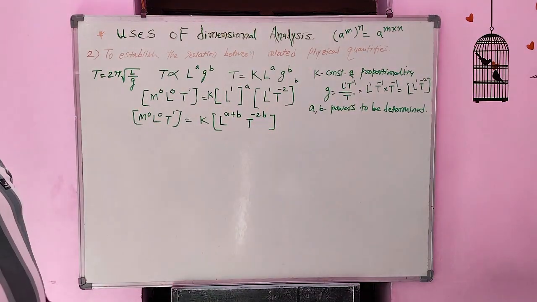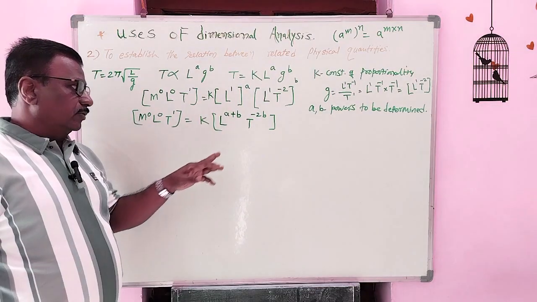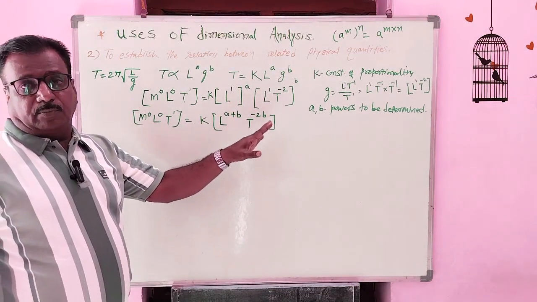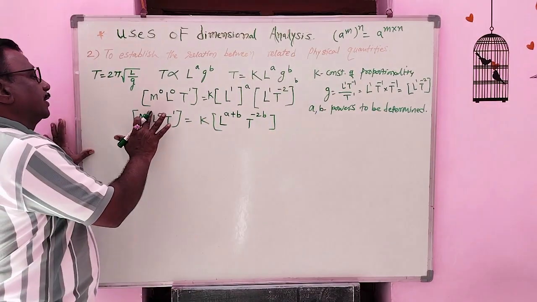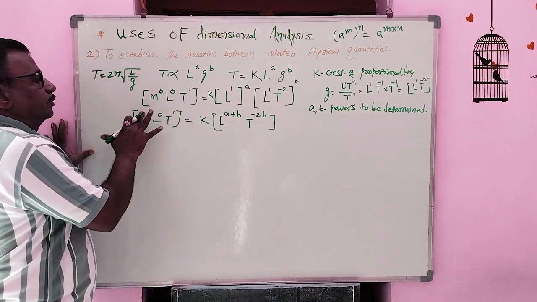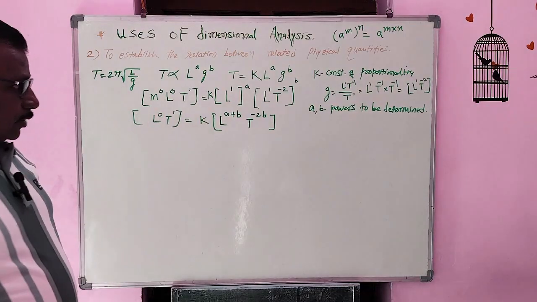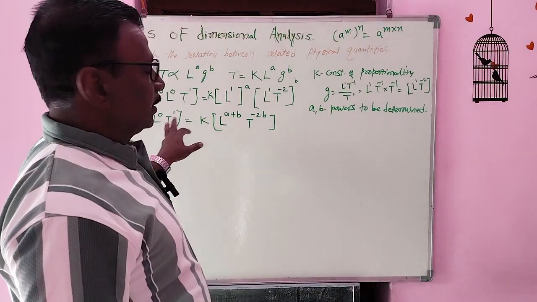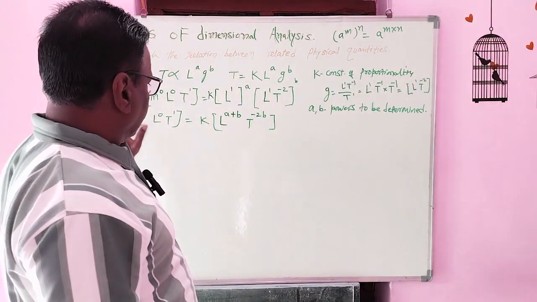Now on the left-hand side there is M raised to power 0, but on the right-hand side there is nothing. There is no term of M. So we neglect this term, neglecting M raised to power 0. Now comparing powers of M, L, T, or we can delete M.